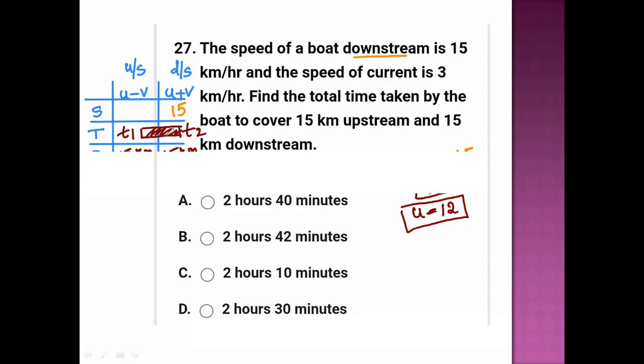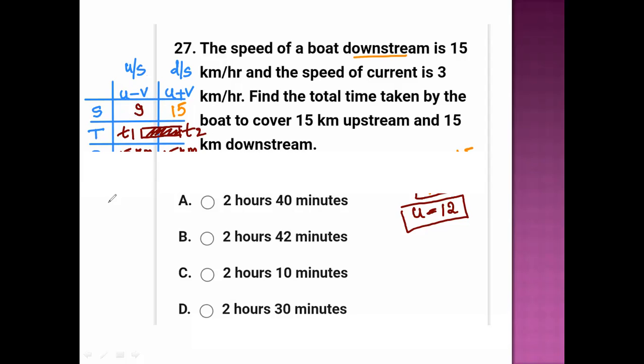So how to find it? Simple. You got to know that V is equal to 3 and U is equal to 12. Then the speed of the boat on the upstream side will be U minus V. What is U? 12. 12 minus 3 is nothing but 9.